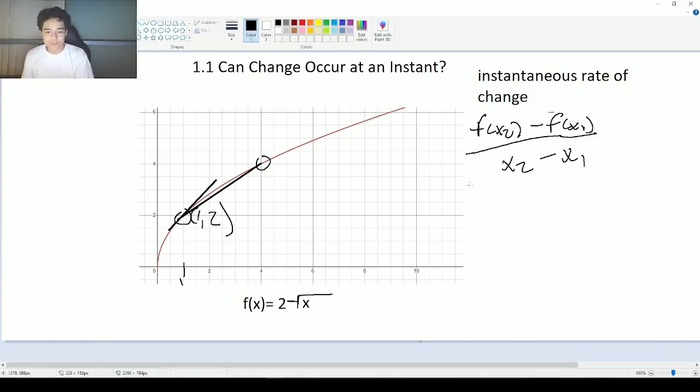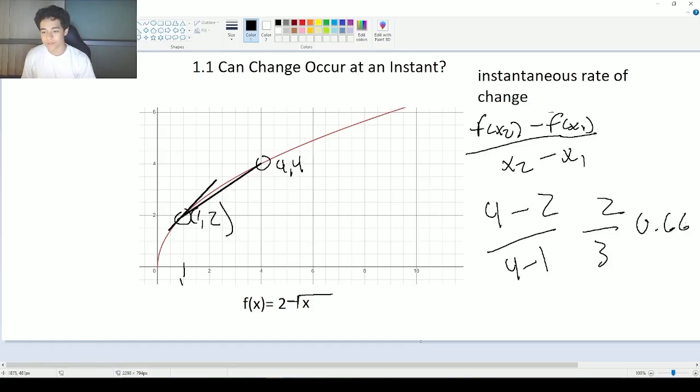So if you plugged in the numbers, f of x2 at the point (4, 4) is just the y value. So you would have 4 minus f of x1, which is the y value at 1, which is 2, over 4 minus 1, because those are the 2 points. If you plug this in, you get 2 over 3, or 0.66 repeating, right? So the slope of this line that we made is 0.66.